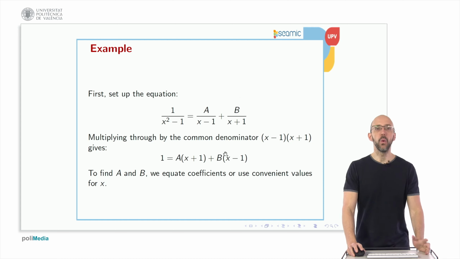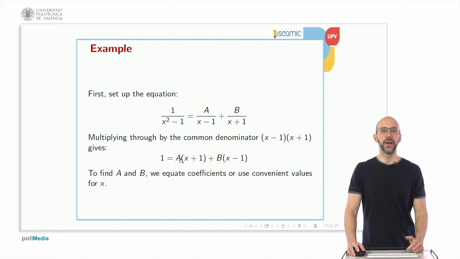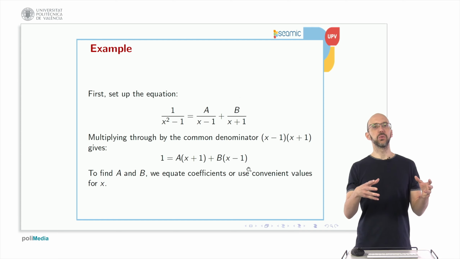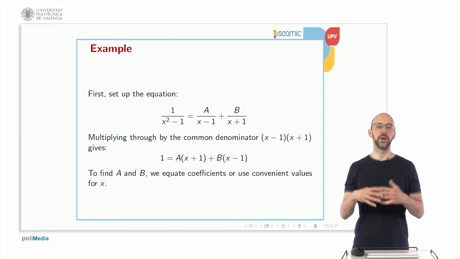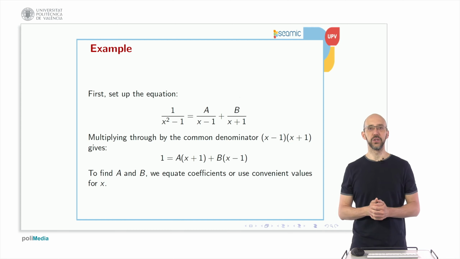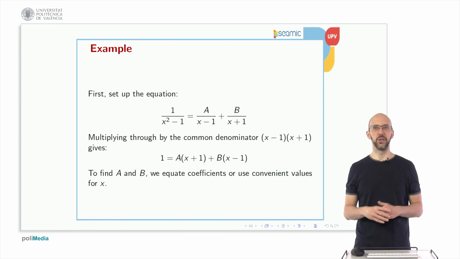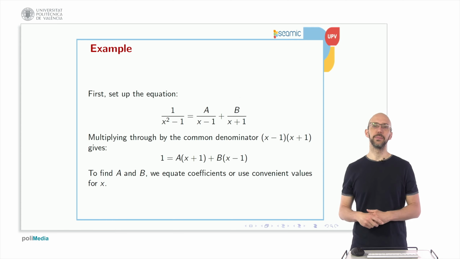What can we do? Okay, option 1. We just multiply a by x, a by 1, b times x, b times minus 1. We put everything with x together, everything that has no x together, and at the end, what we are going to have is a system of equations, okay? Because we are comparing two polynomials. That's too long, in my opinion.